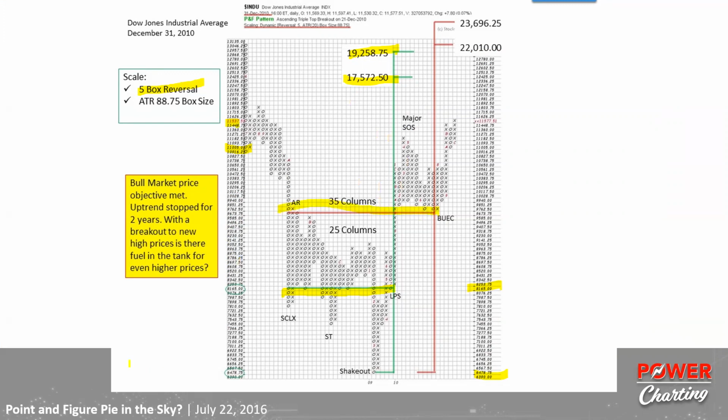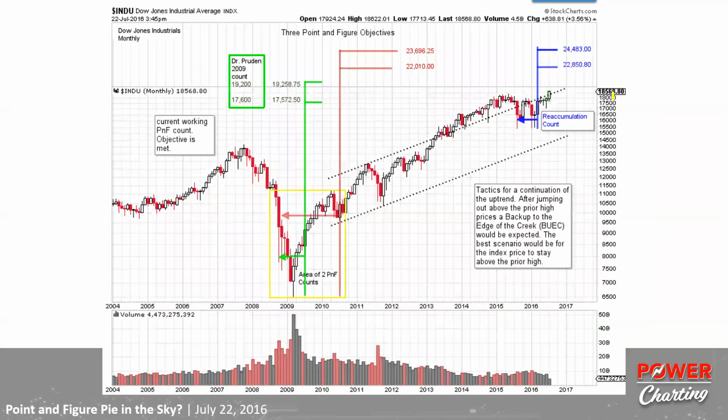And so you can see, and I'll show you how to do this, but down here, Point and Figure Pie in the Sky, just go to the July 22nd, 2016 blog, and you can get this chart. You can paste it out of the blog. You can put it into your own documents or whatever so that you can keep track of them. So this was a crazy count. Nobody believed it at the time, and now it's kind of ho-hum.